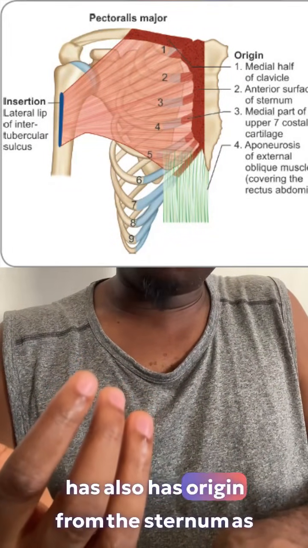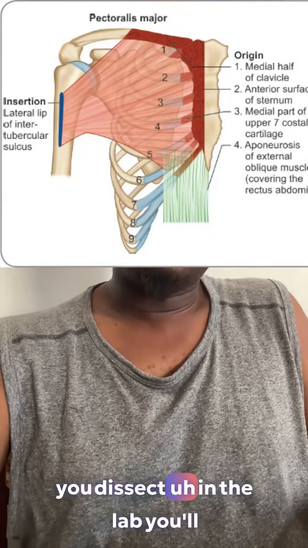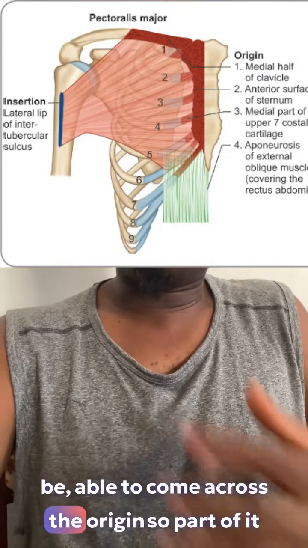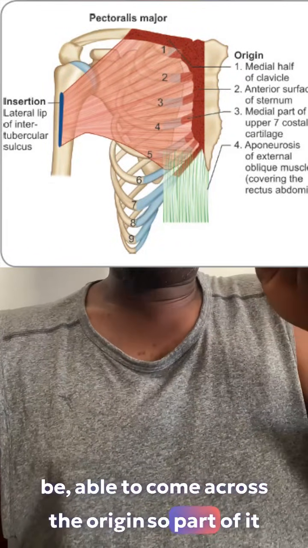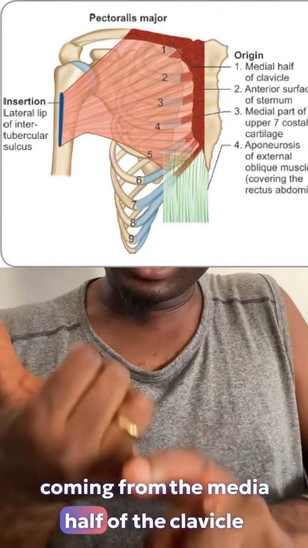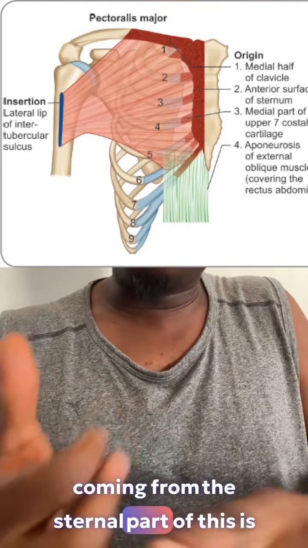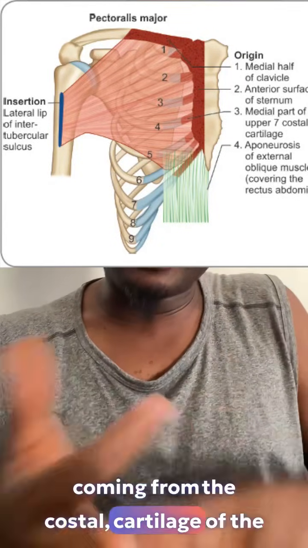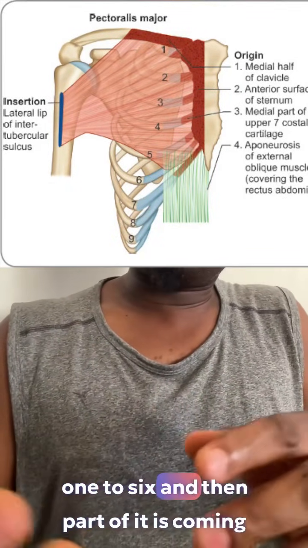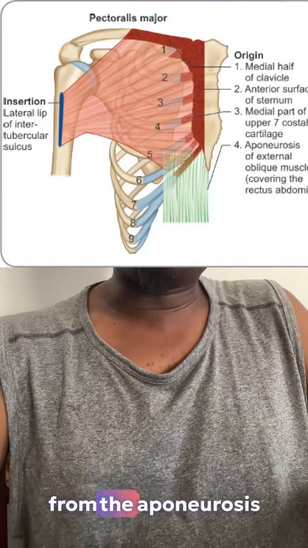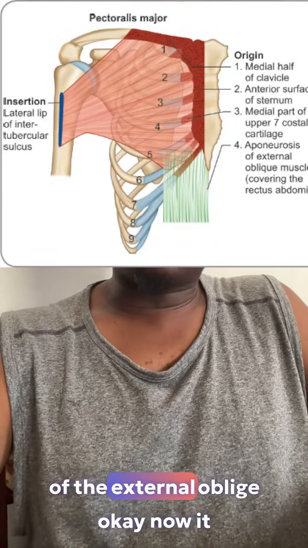It also has origin from the sternum. As you dissect in the lab, you'll be able to come across the origin. Part of it comes from the medial half of the clavicle, that's the clavicular head. Part of it comes from the sternum. Part of it comes from the costal cartilages of ribs 1 to 6. And part of it comes from the aponeurosis of the external oblique.